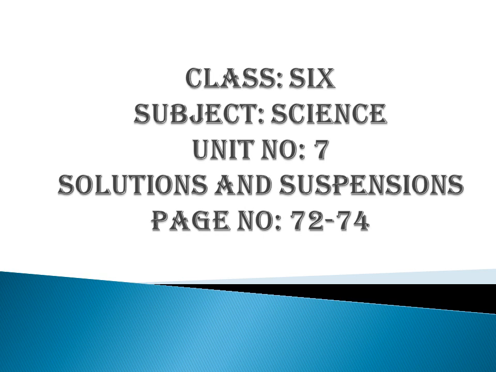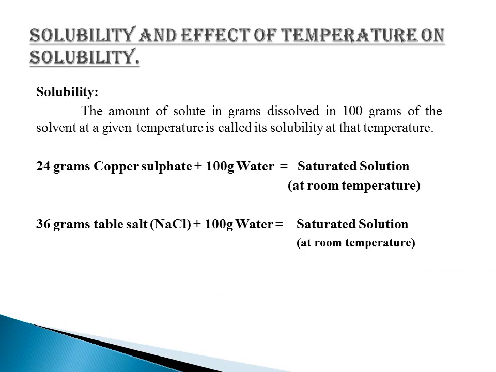Today I'm going to teach you the subject science, unit number 7, solutions and suspensions, from page number 72 to 79. Our first topic is solubility and the effect of temperature on solubility. To understand this, first of all we will discuss what solubility is. Solubility is the amount of solute in grams dissolved in 100 grams of solvent at a given temperature, called its solubility at that temperature.